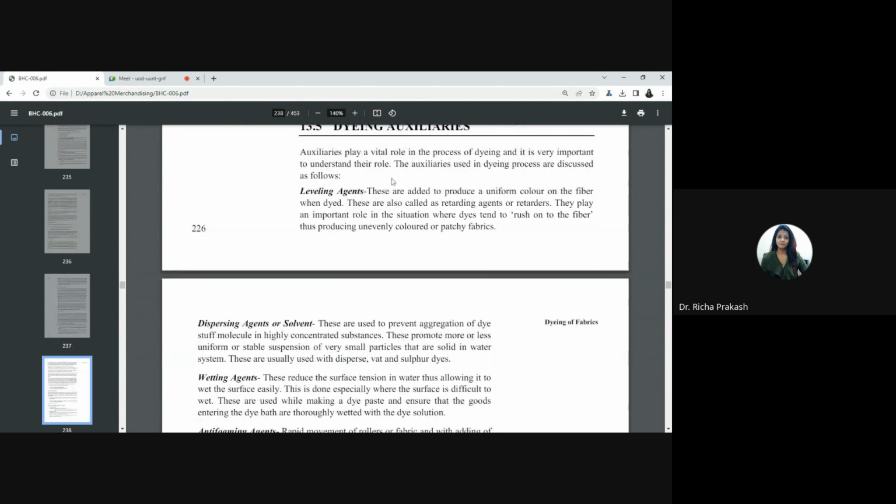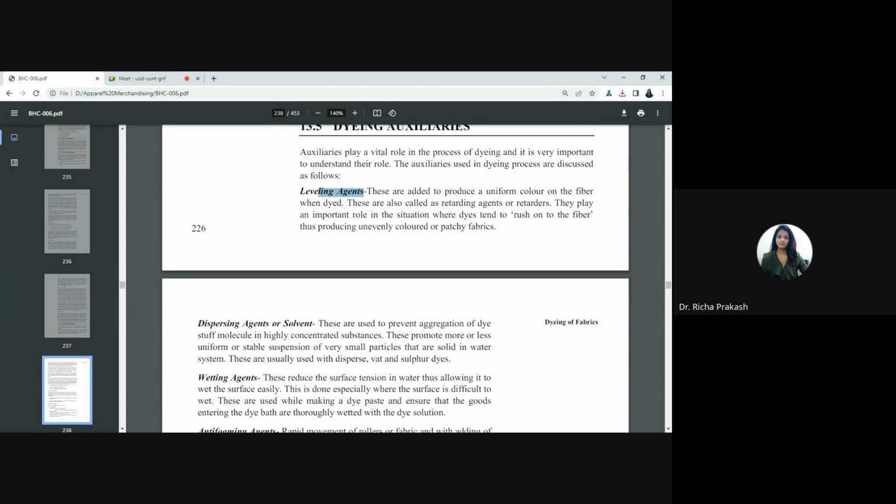Now there are dyeing auxiliaries. Auxiliaries play a very vital role in the process of dyeing, and it is very important to understand their role. So the auxiliaries used in the dyeing process are discussed. There are lots of auxiliaries. पहला है जैसे कि leveling agents होते हैं. They are added to produce uniform color on any fabric when it is dyed.